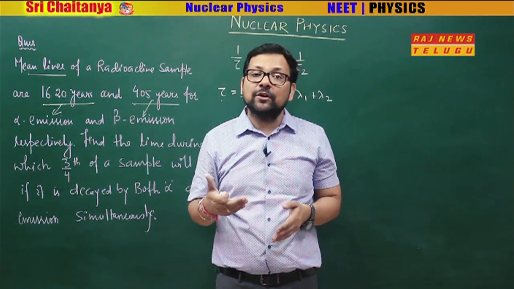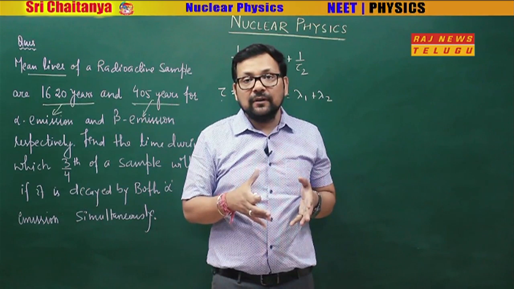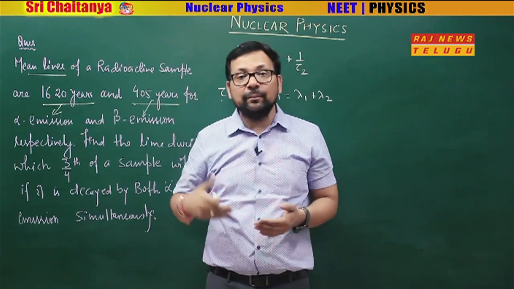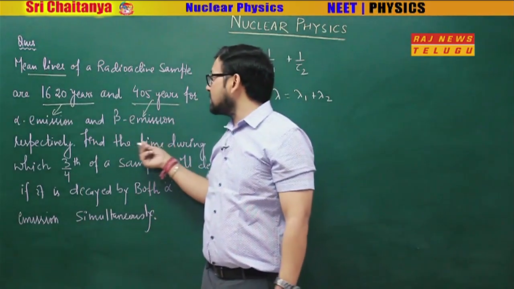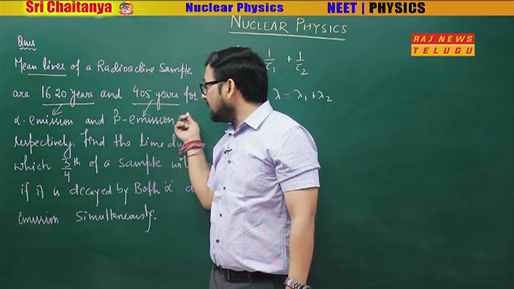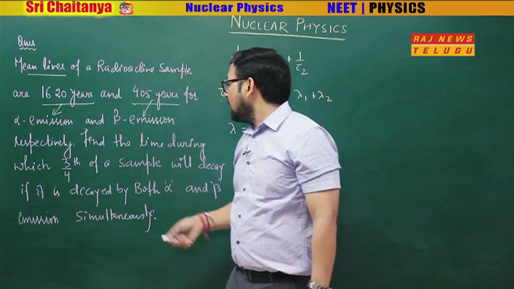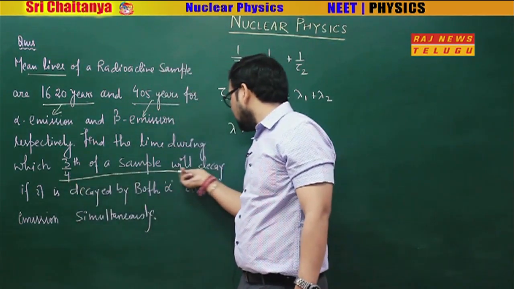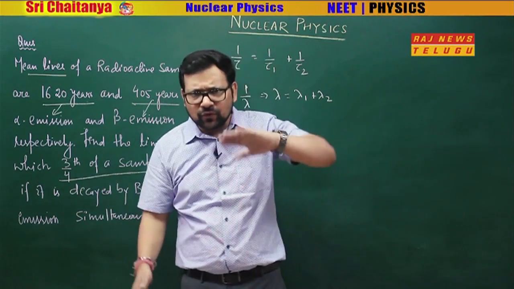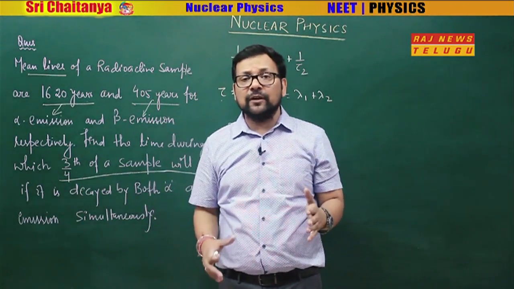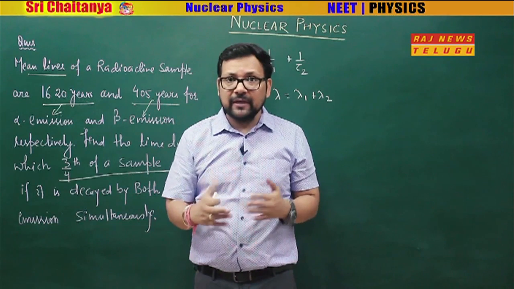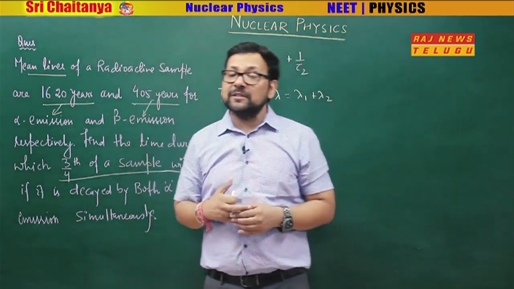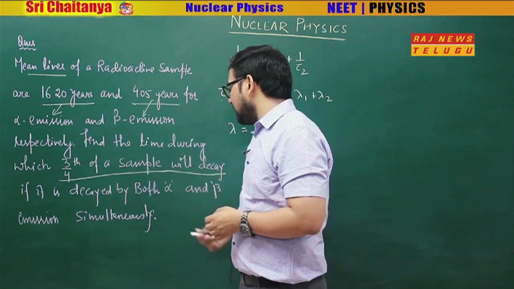Alpha emission has its own mean life. The radioactive sample has a mean life for alpha decay, and it has a mean life for beta decay. So in this question, both the mean lives have been given, for alpha and beta: 1620 and 405. Find the time during which 3/4 of a sample will decay. It means 1/4 will be left. Again, if the amount decayed is given, we are interested only in how much is left. So 1/4 will be left.